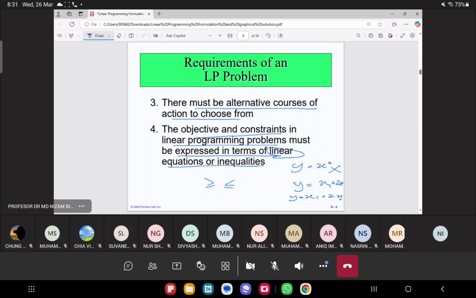Right? And the last one, you must be able to express the objective function and the constraints in a mathematical model, and the mathematical model must be linear, and it can be equations or inequalities. So those are the 4 requirements for you to be able to use linear programming to solve it, to optimize the situation or the problem.